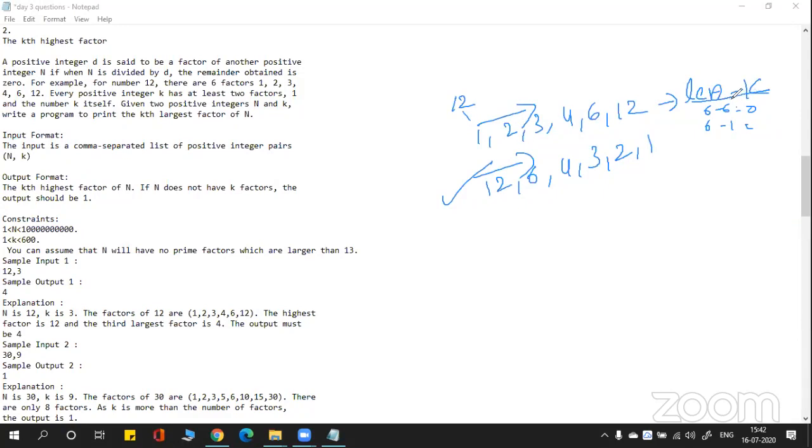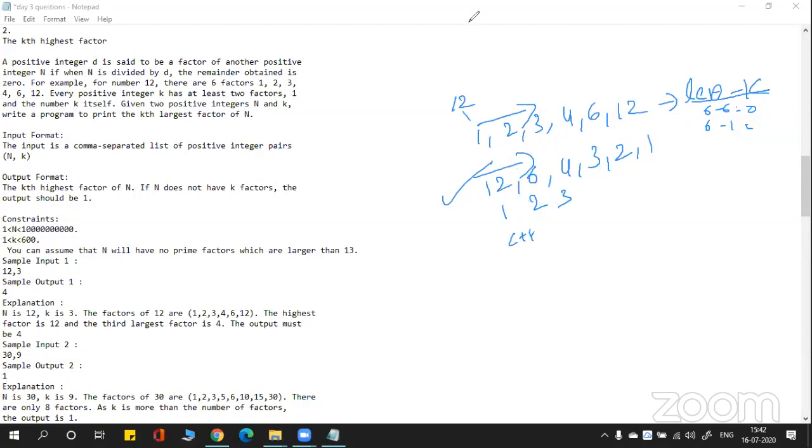So instead of doing this, find factors from the end, and then make a count. So this becomes 1. When k is equal to 1, print this. When k is equal to 2, print this. When k is equal to 3, print this. So just keep a count, and whenever the count is equal to the k value, print that value. Exactly. So this is what we'll be doing.